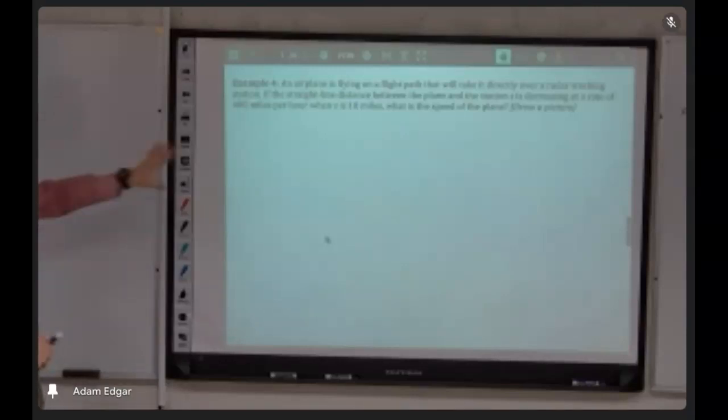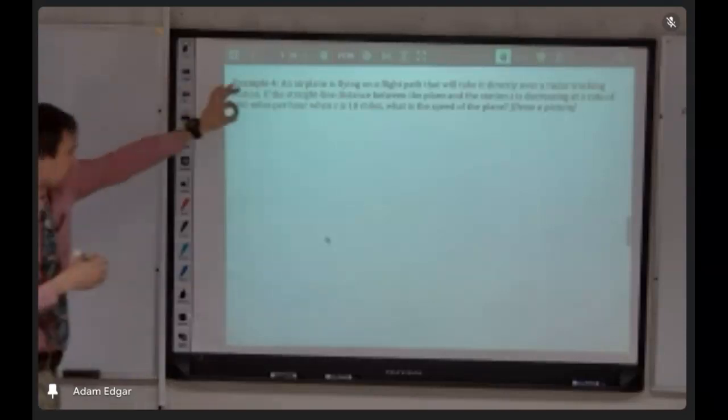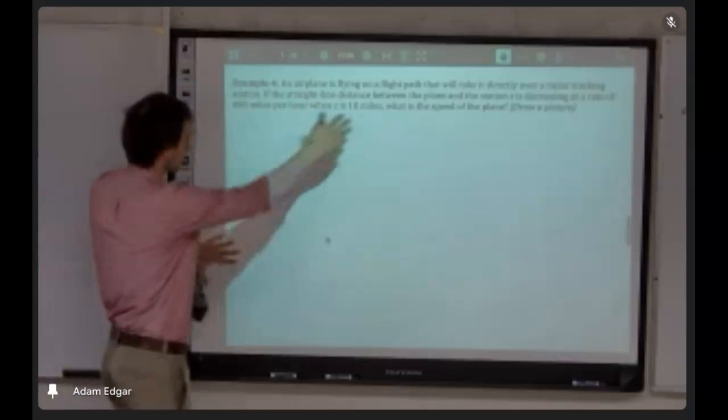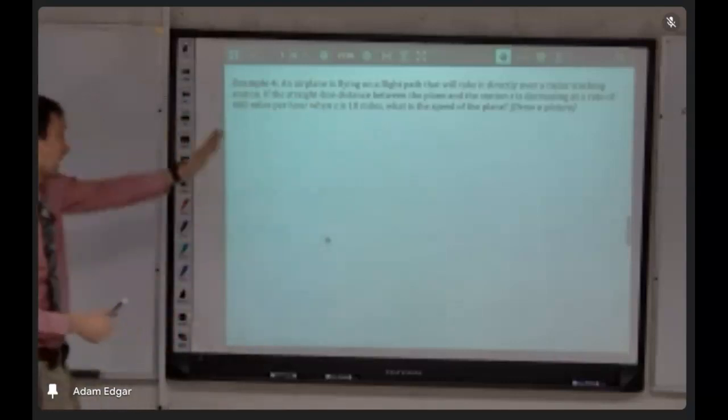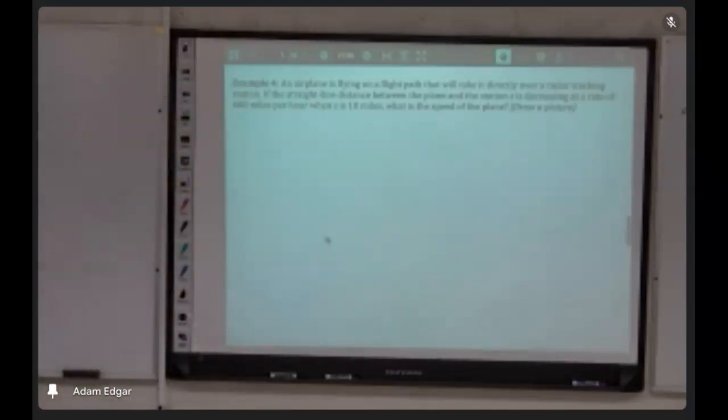Take like a minute and draw the plane up in the sky and the radar station down on the ground, and the plane not directly over the radar station. Put it off like so. You have your plane and the radar station on an angle to each other so you can make a triangle. And see if you can fill in onto the triangle the information that you have.